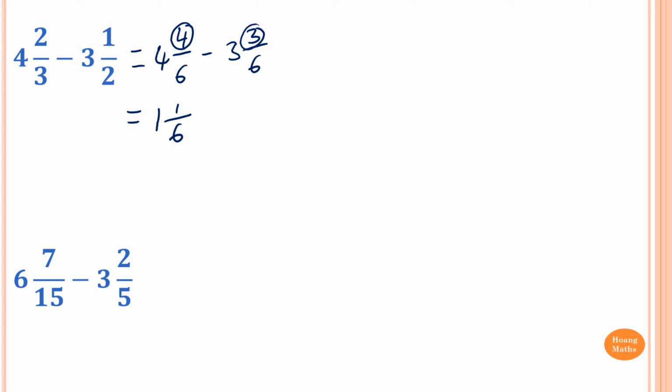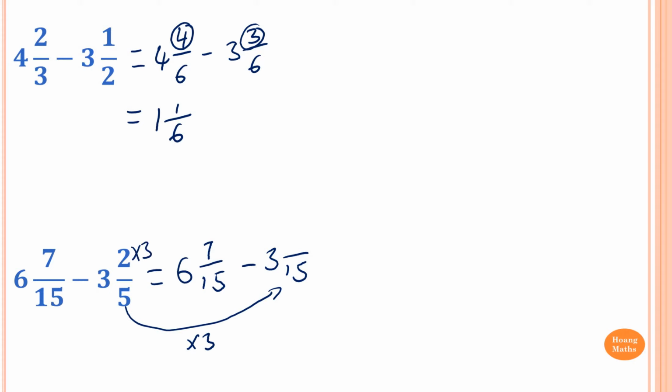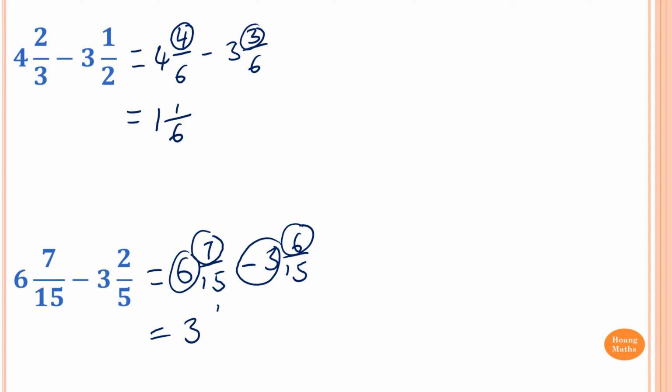6 and 7/15 minus 3 and 2/5. To do this, all I need to do is just look for the common denominator first. So 5 and 15, the common denominator is 15. So just write 6, I write 15 here, minus 3, 15. The first one, I didn't do anything, so I just write this down first, 7. Now from 5 to 15, I times this by 3. So the top times by 3 is 6, so that gives me 6. Now 6 minus 3 is 3. 7 minus 6 is 1. So the answer is 3 and 1/15.